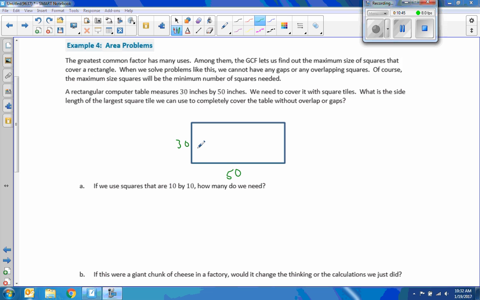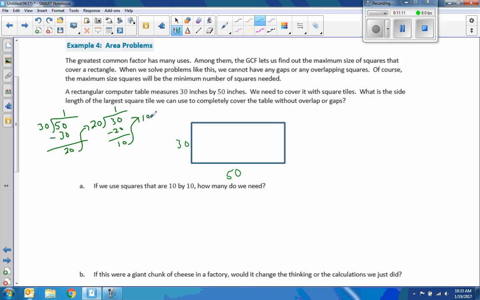So I'm going to find the greatest common factor of 30 and 50. And I'm not going to do it as a list, I'm going to use Euclid's algorithm. So I'm going to take 50 and divide it by 30. 1 times 30 is 30, subtract and get 20. And then take that 20 and divide 30 by it. 1 times 20 is 20, subtract, get 10. And then finally, 10 goes into 20 two times. And my GCF is 10.